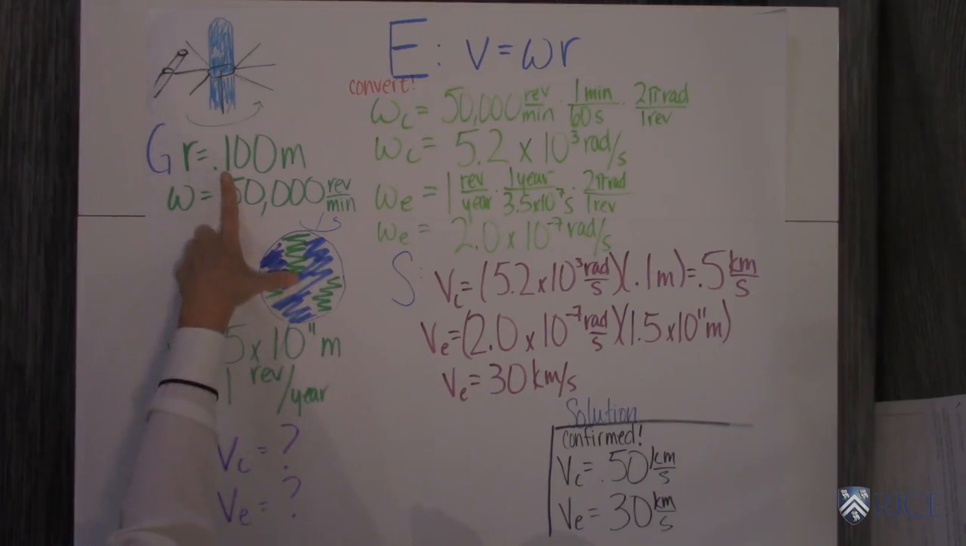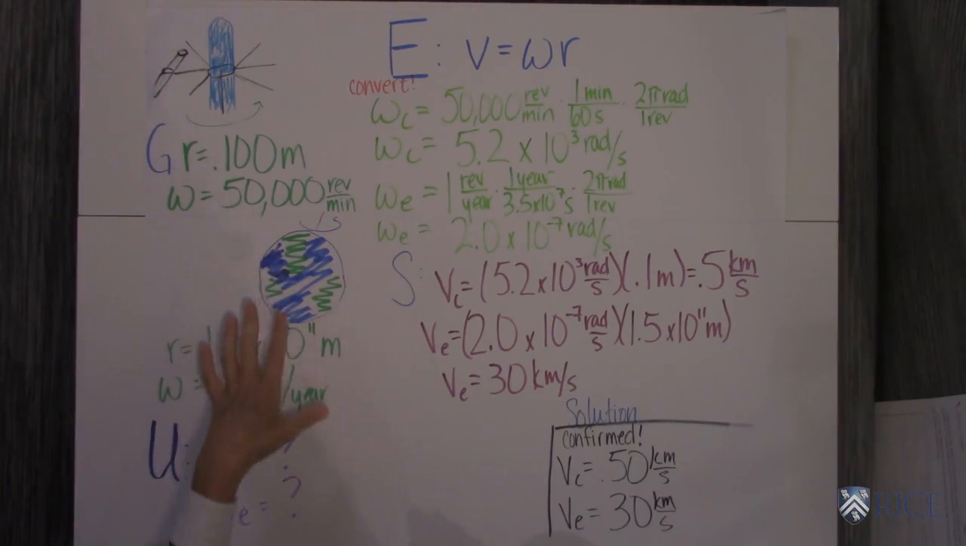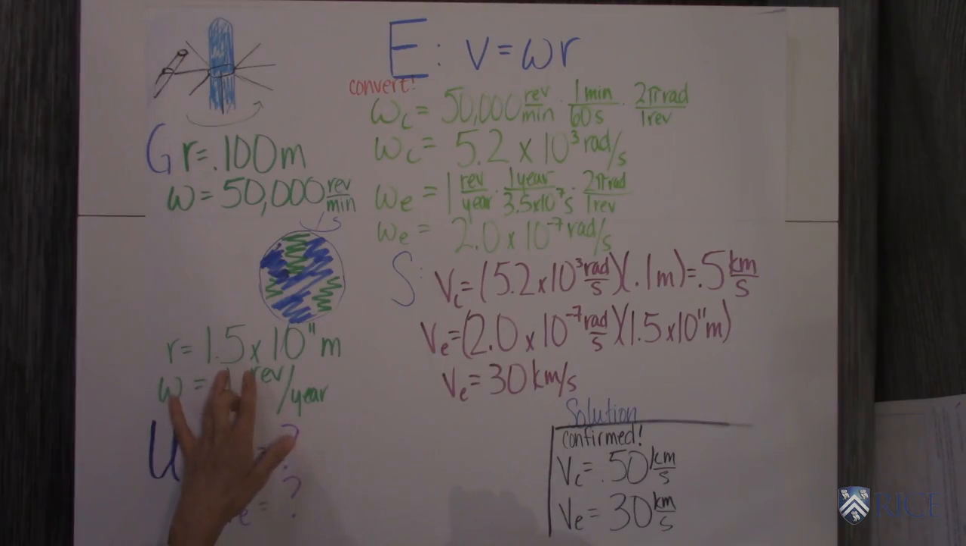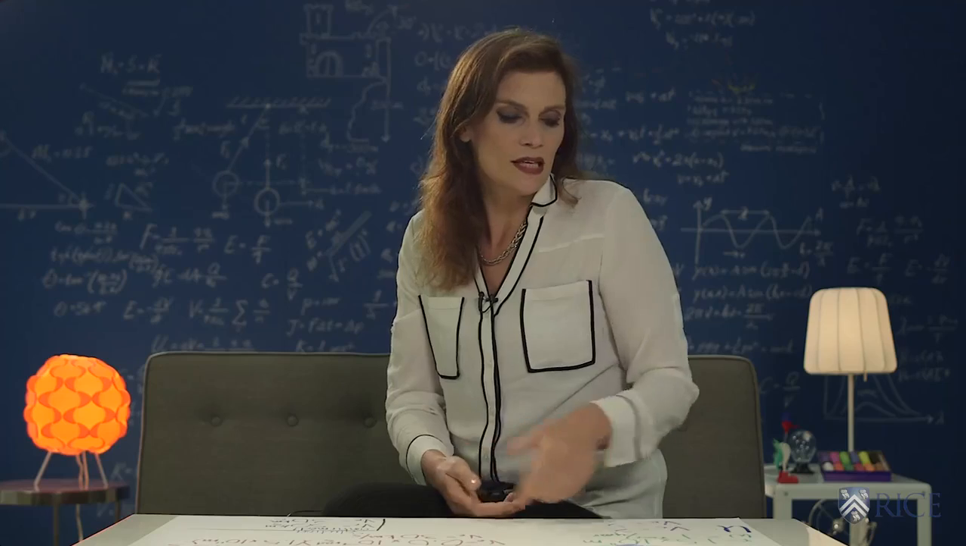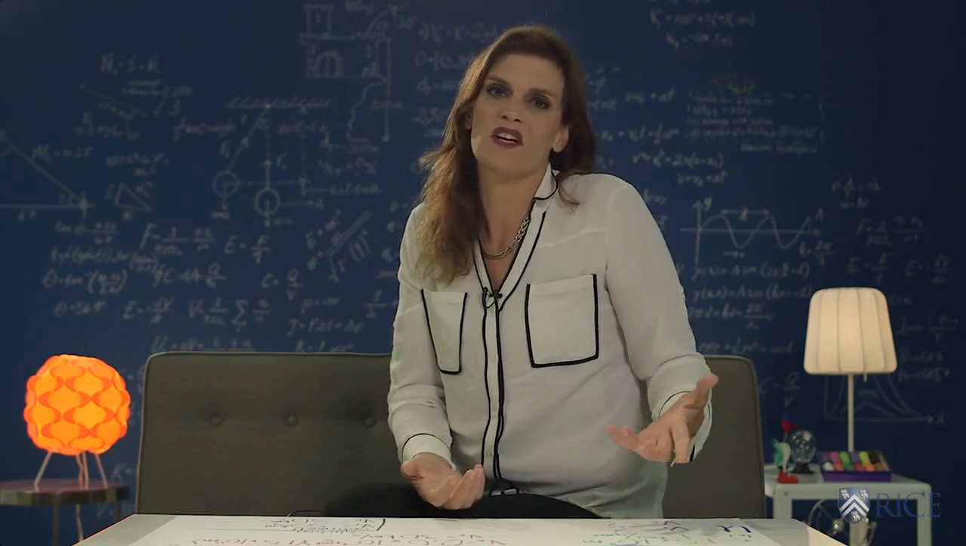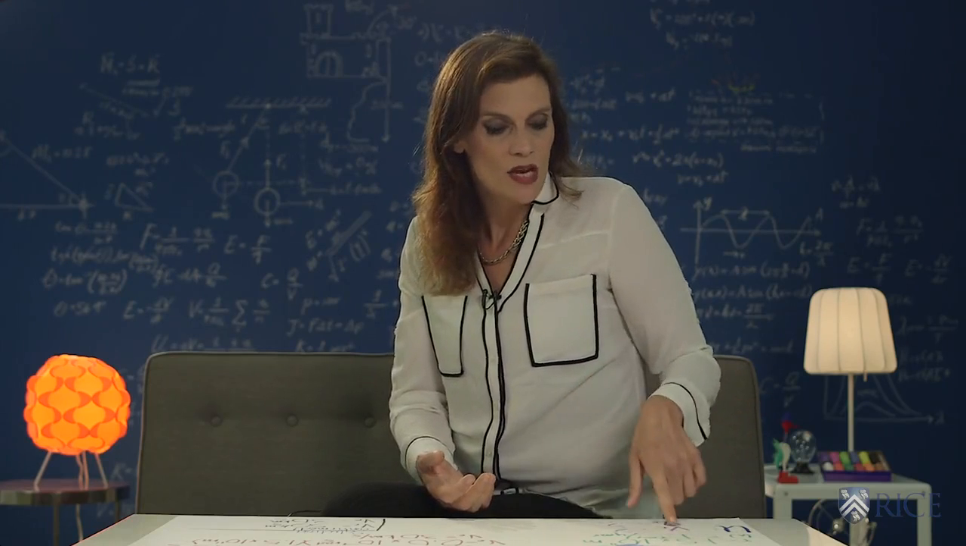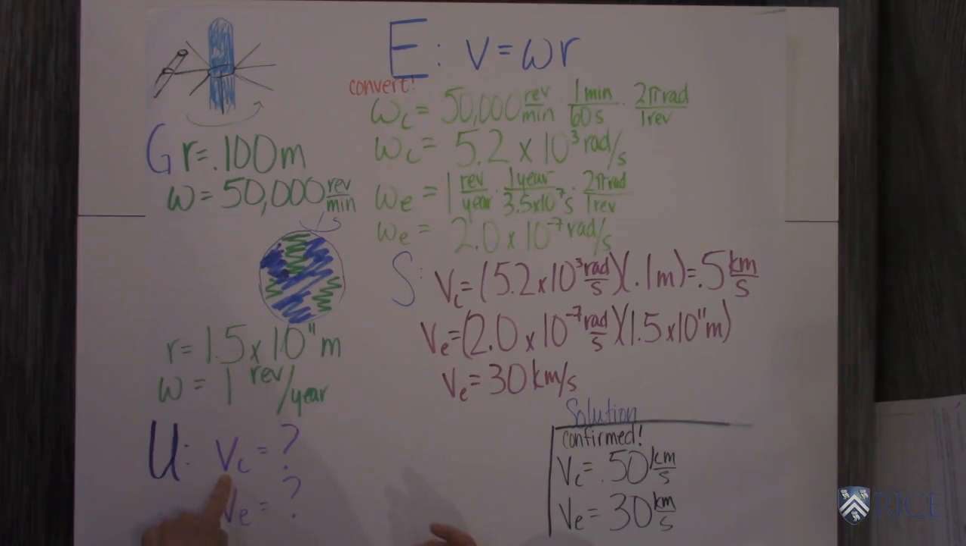It's got a radius of 0.1 meters. It's about 10 centimeters. And it's spinning at 50,000 revolutions per minute, which is crazy fast, right? So we've already kind of talked about the Earth and its orbit. So we know that the distance between the Earth and the Sun is 1.5 times 10 to the 11 meters. And we know that the orbital velocity, right, is just 1 revolution per year.